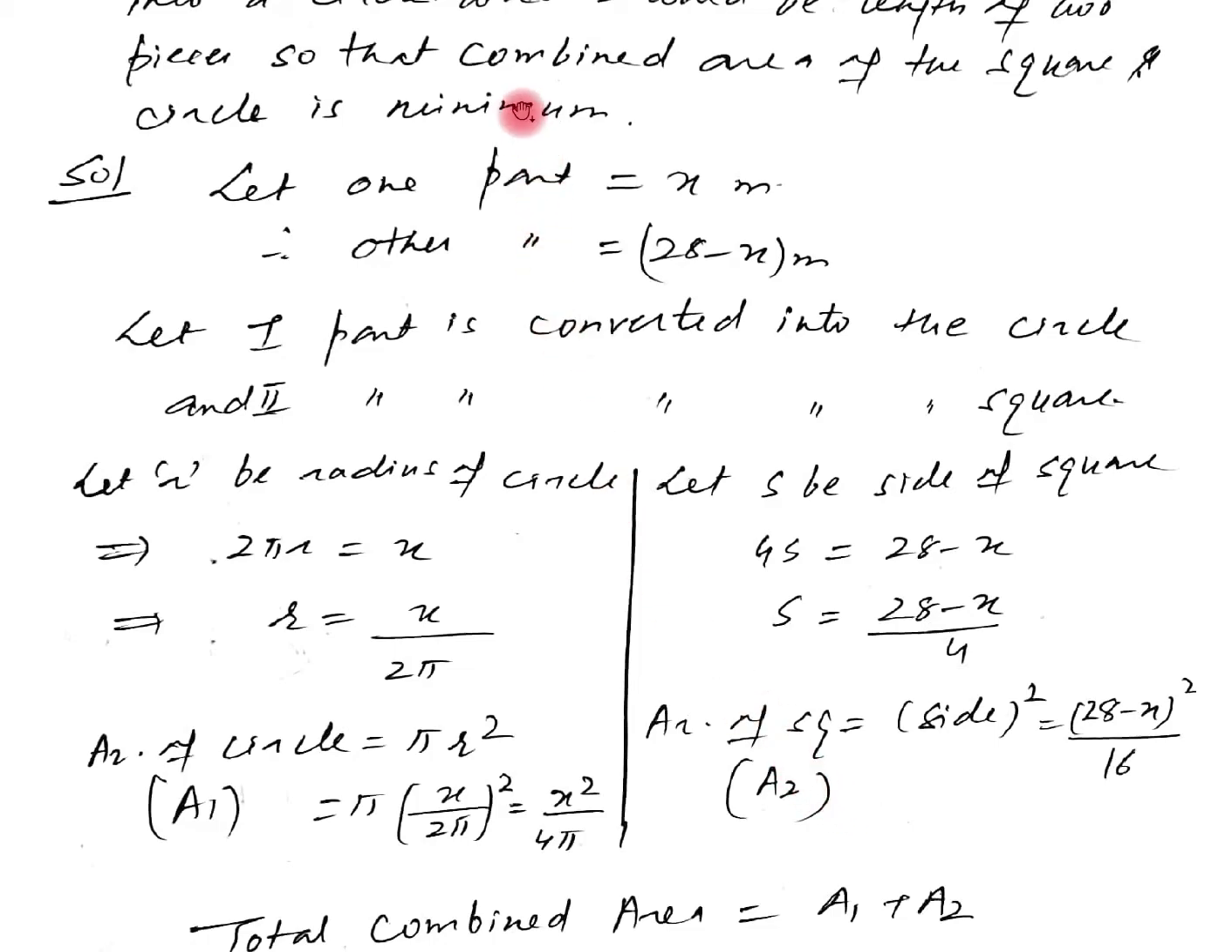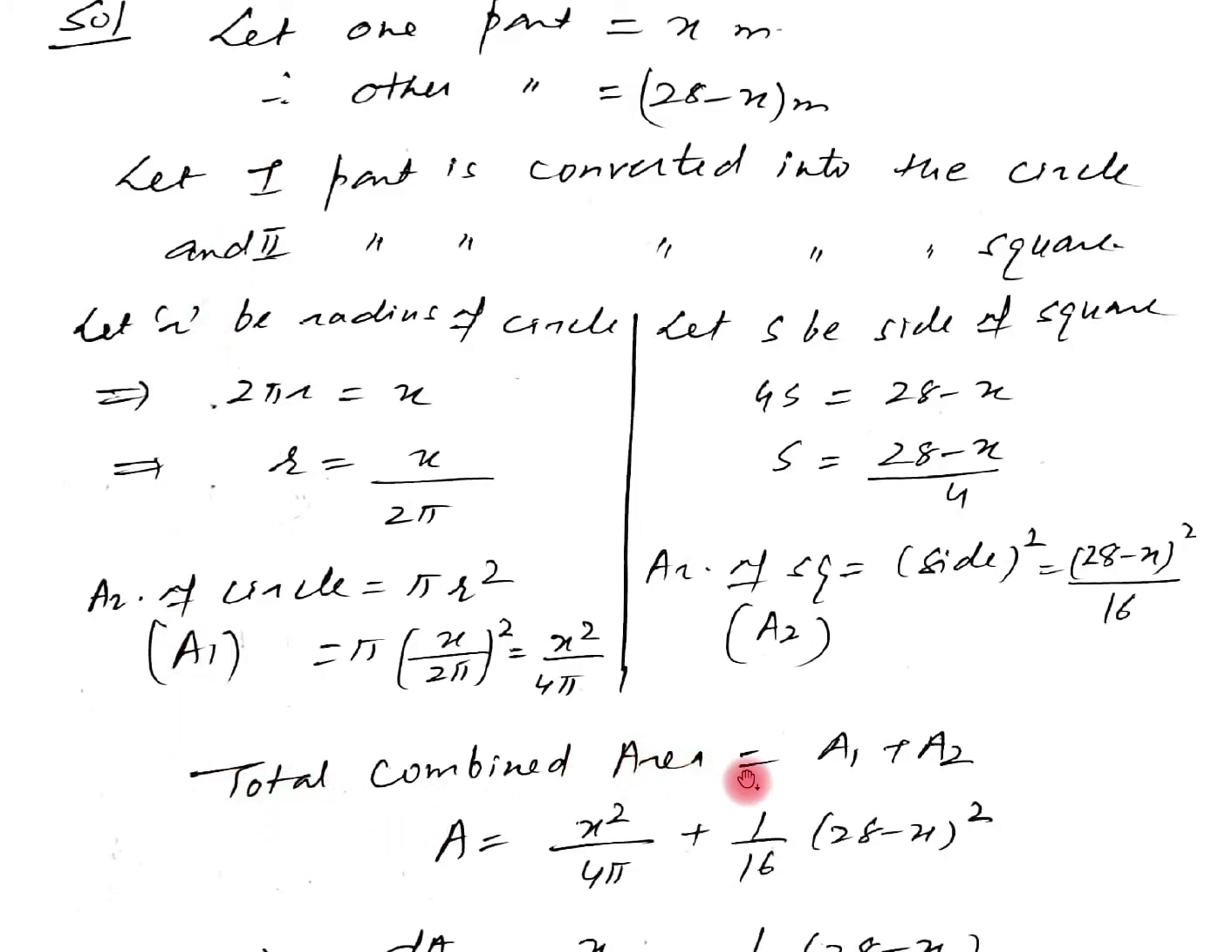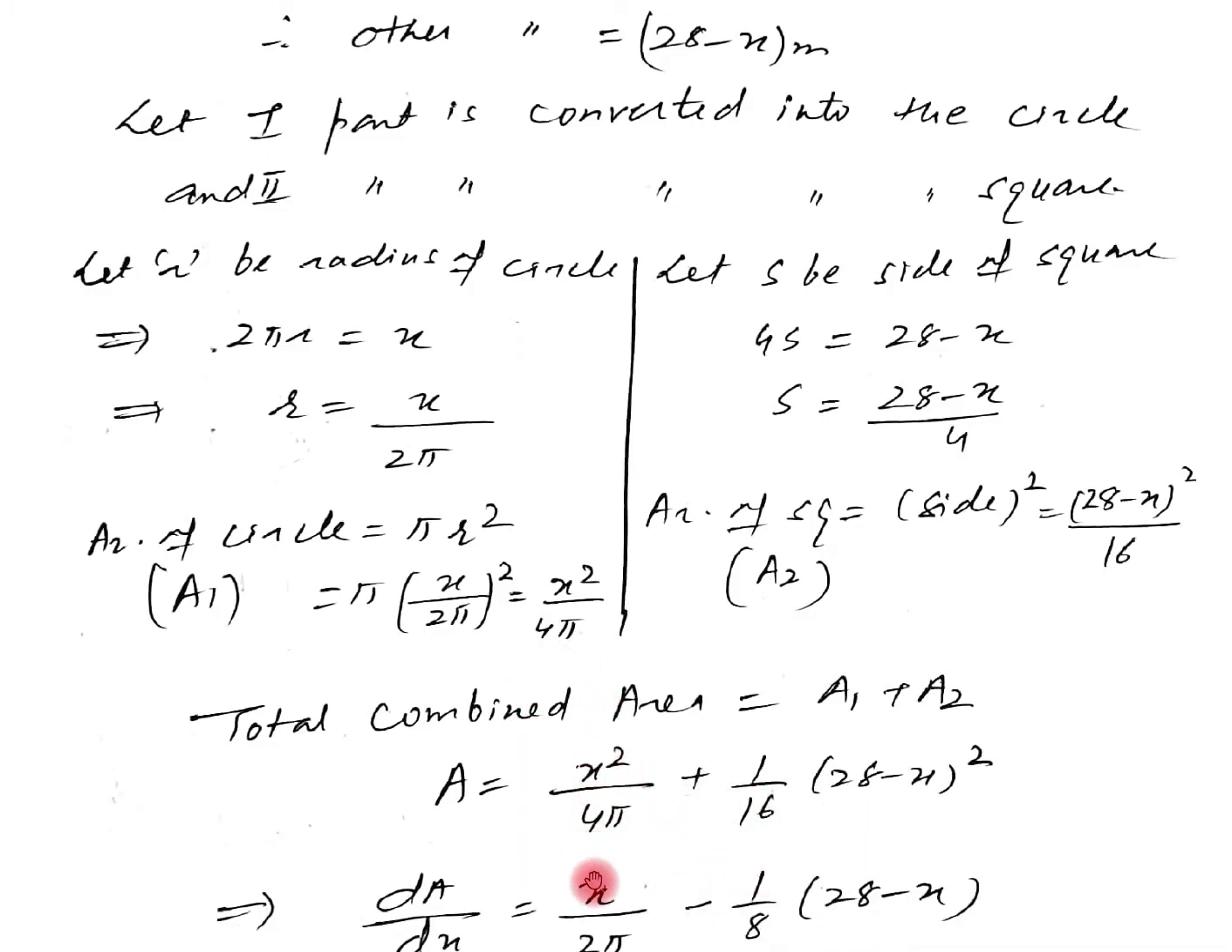Now we have to consider the combined area of both the square and the circle. So their combined area will be A1 plus A2. Putting the value of A1 and A2, we are getting x squared upon 4 pi plus (28 minus x) squared upon 16. Again it has only one variable, so now we can differentiate it.